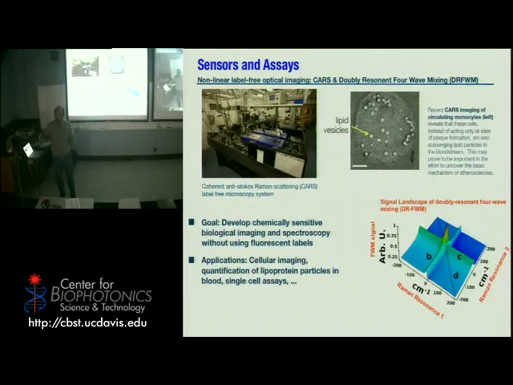And it's a fair concern. So in this technique, you can get two-dimensional images and eventually even three-dimensional images without the need of labeling. So you're looking at something intrinsic, like fats, like lipids. In this case, they looked at monocytes, so fat cells.